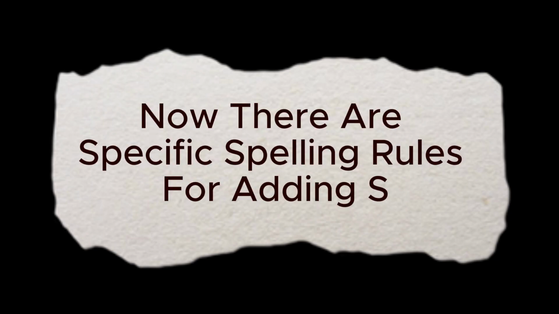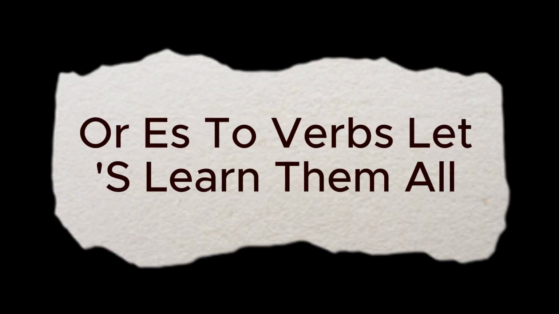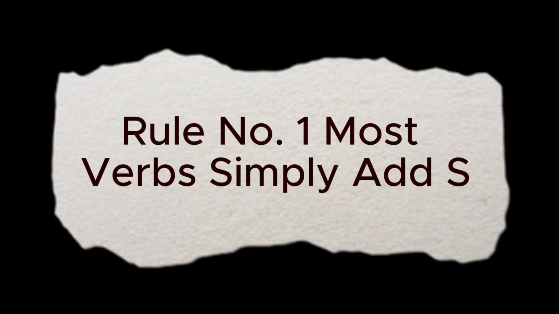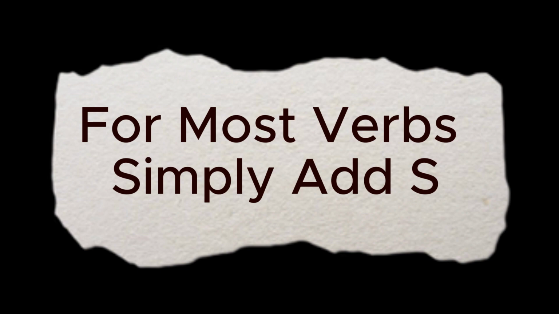Now, there are specific spelling rules for adding s or es to verbs. Let's learn them all. Rule number 1. Most verbs simply add s. For most verbs, simply add s.